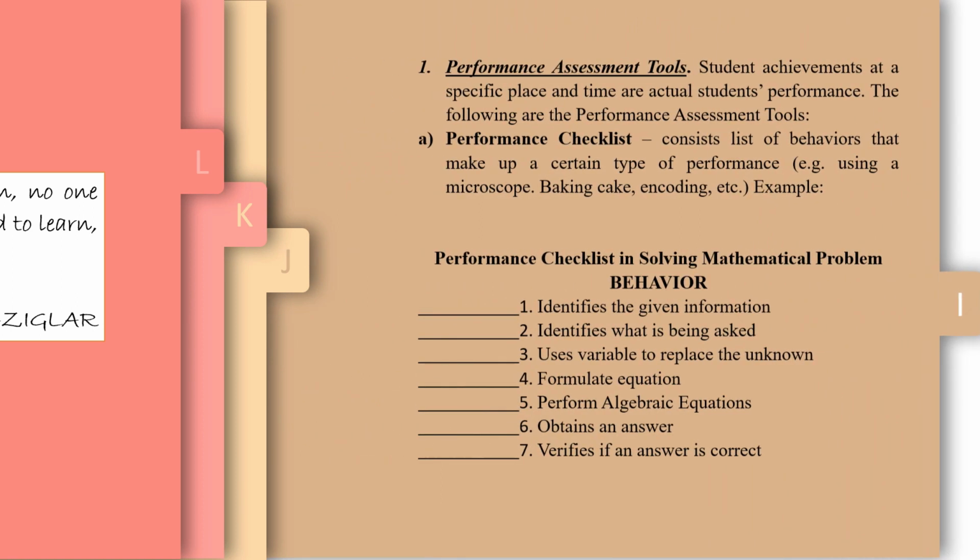Performance assessment tools. Student achievements at a specific place and time are actual student performance. The following are the performance assessment tools. Performance checklist. It consists of behaviors that make up a certain type of performance. Examples are using a microscope, baking a cake, encoding, and so on. Below is an example of a performance checklist.